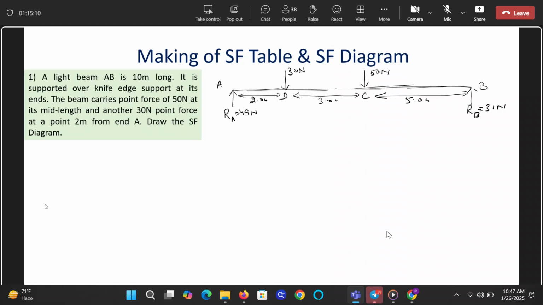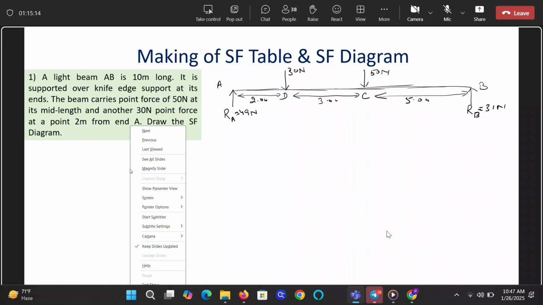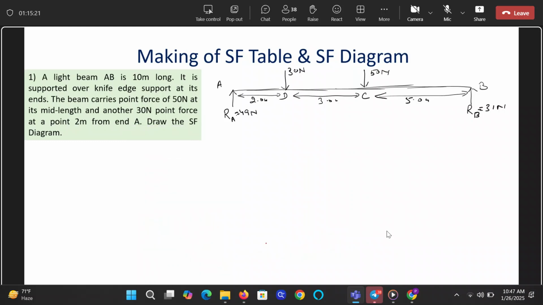Now, I'll select a number of points, a sufficient number of points on this beam, which is just about 10 meters in length. And then, with your help, I'll write down the shearing force at those points.